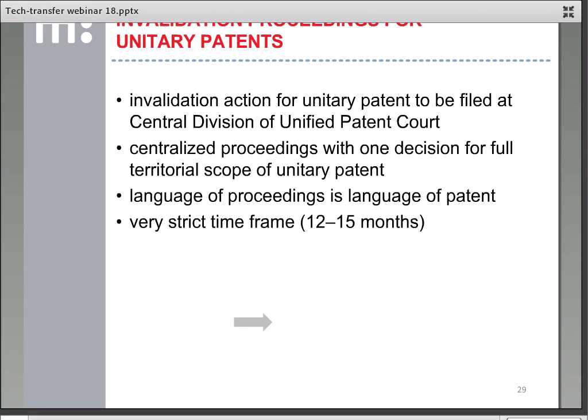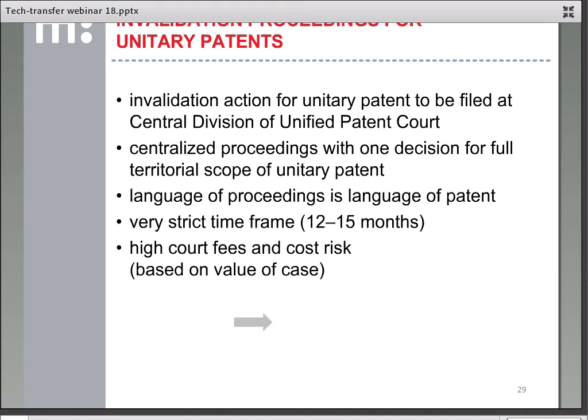There will be a very strict time frame. At the moment, the plan is to render a first instance decision in 12 to 15 months. This sounds very advantageous, but you have very high court fees and you have a high cost risk. Again, this is based on the value of the case. The problem is, an average value of a case in a German nullity action starts at 750,000 euros. And if you calculate that a unitary patent will cover 10, 15, 20 jurisdictions, the value of the case, in my opinion, will be at least 3 to 5 million.